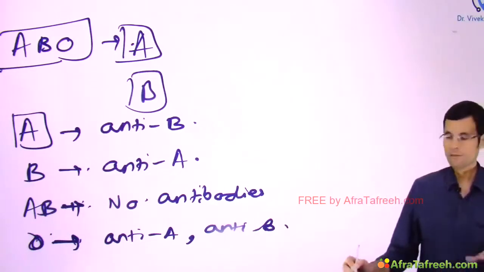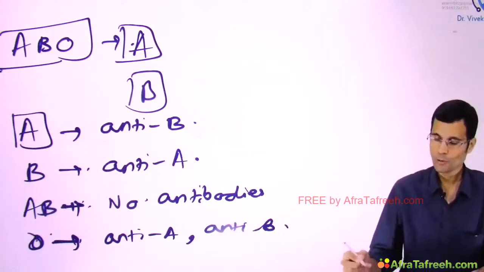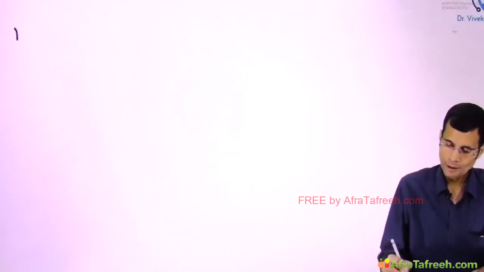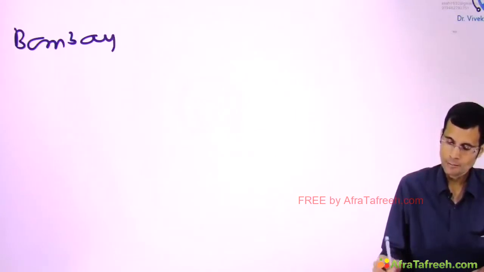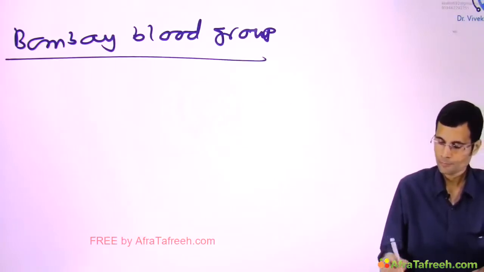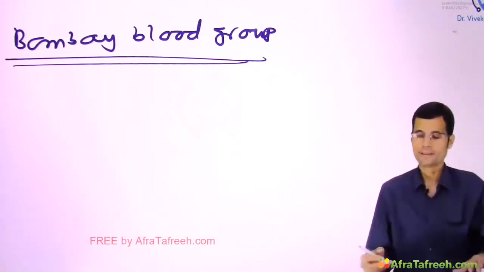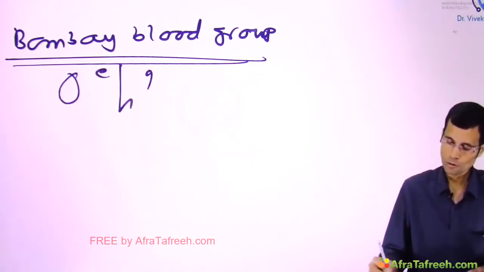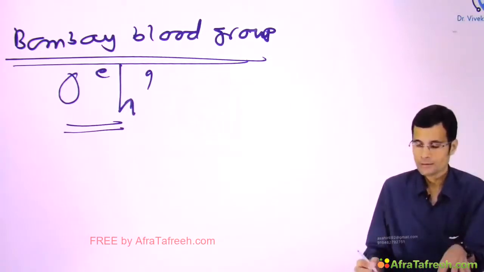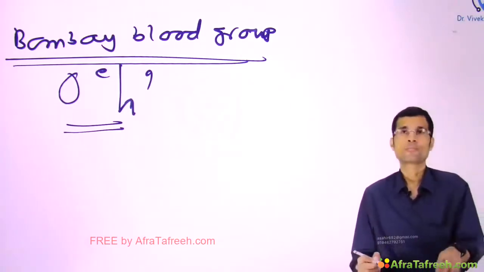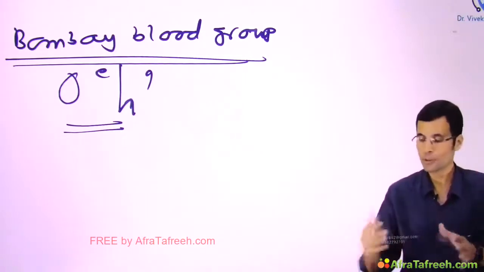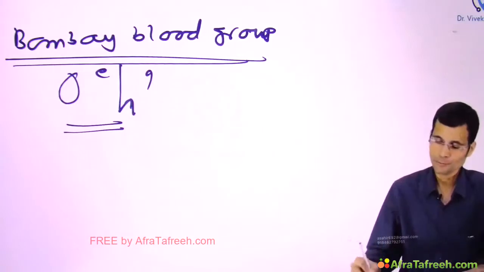Now, apart from this, there is also one more very rare group called the Bombay blood group. Bombay blood group is written as O small h. This blood group is O, but it's not a normal O. So let me just say what I meant by normal O.